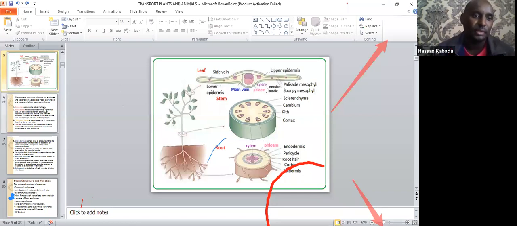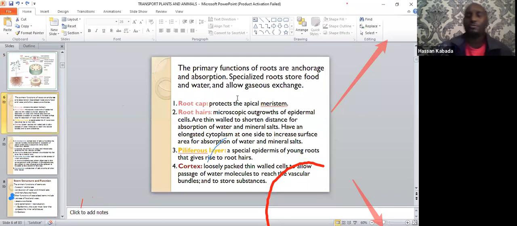Now, functions of the roots. We said it interests us to look at the root because they play an important role in absorption of water, among other functions, supplying water and mineral salt to the xylem for onward upward conduction to other parts of the plant body. So, primary functions of the roots: one, anchorage, and number two, absorption of water and mineral salt. These are said to be primary, the core functions.